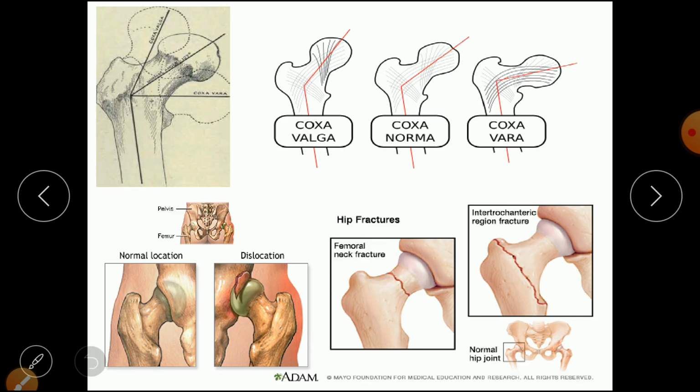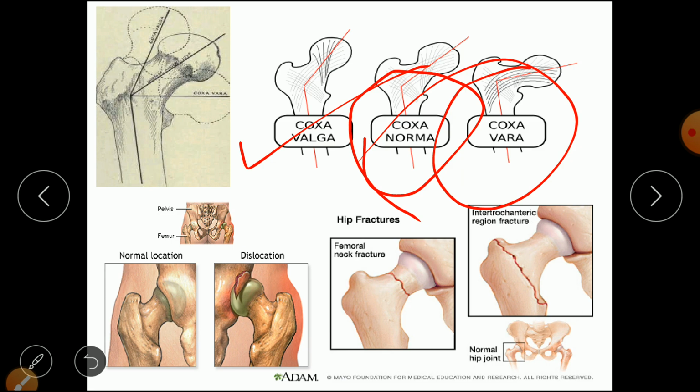Here, an increase in the angle from the normal coxa is coxa valga, and if it is decreased, it is known as coxa vara. Some hip fracture conditions, hip dislocation. So these are certain conditions for supratrochanteric discrepancy.